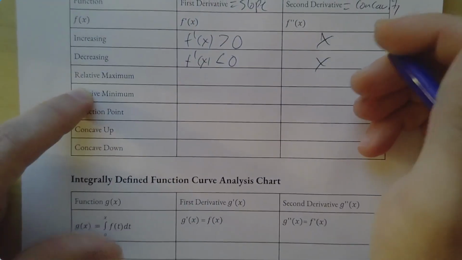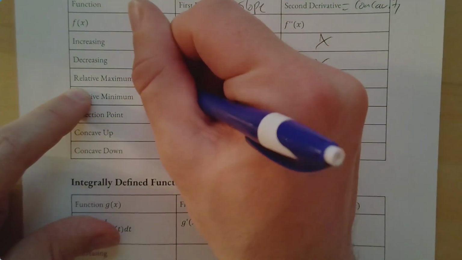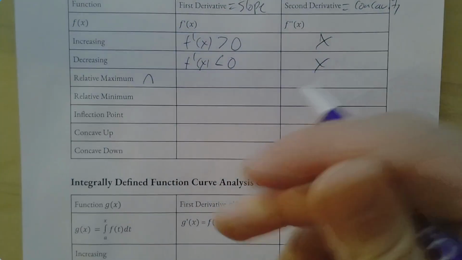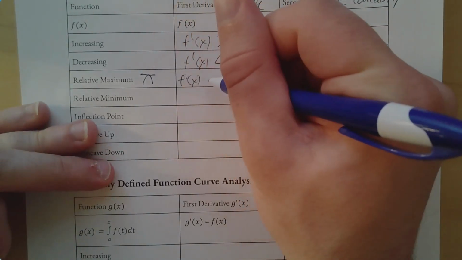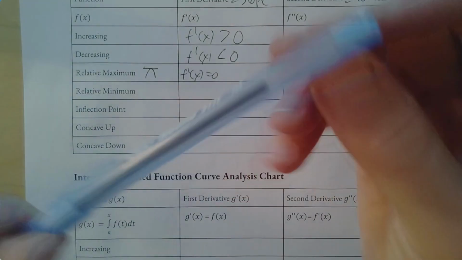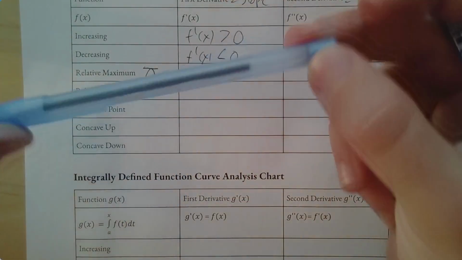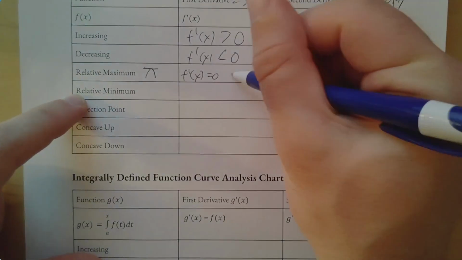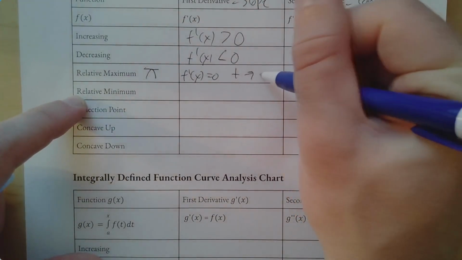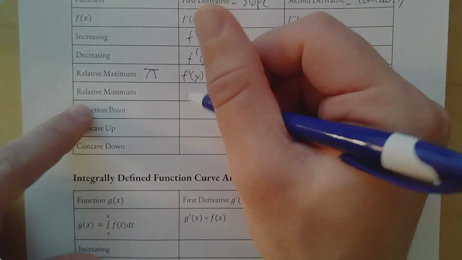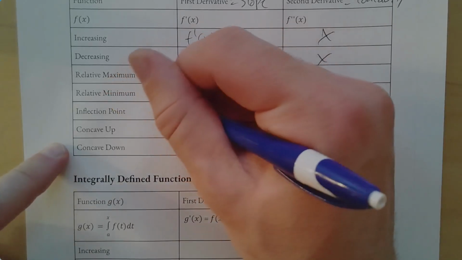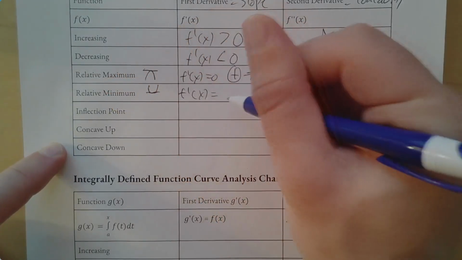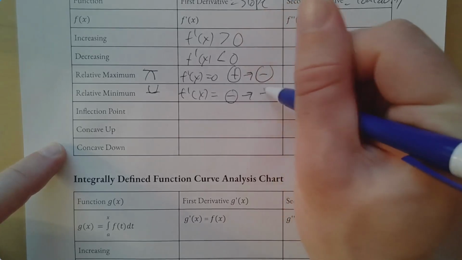For relative maximum, what does that look like? A maximum looks like a little hill. At that point, we have a slope of 0. So we know that the derivative equals 0, but it's changing from a positive slope to a negative slope. So it's crossing the x-axis like that, positive to negative. When we have a relative minimum, same idea, but it's down here. It equals 0, but it's going from negative to positive.